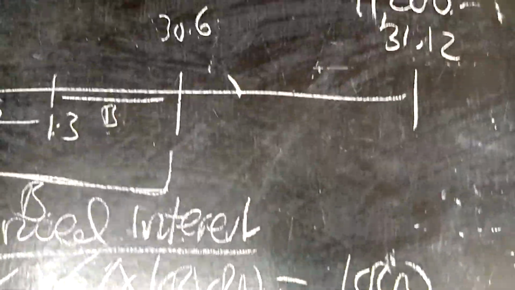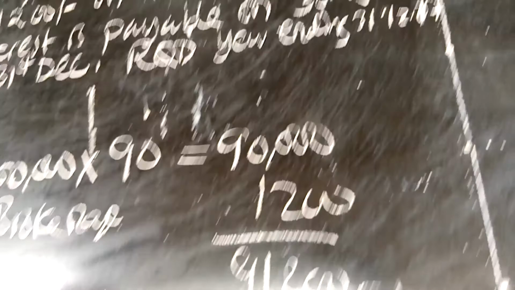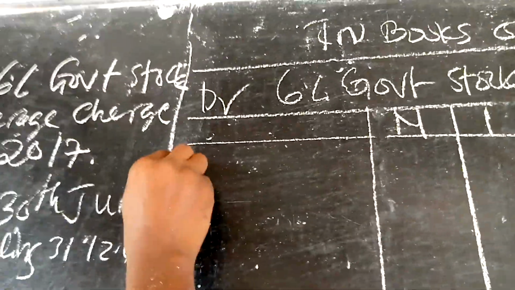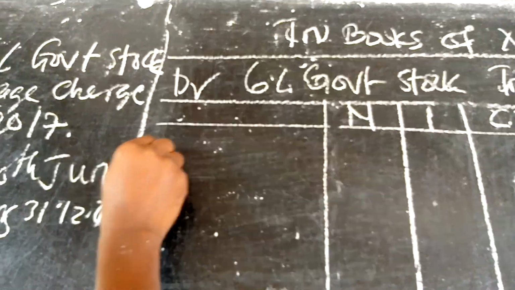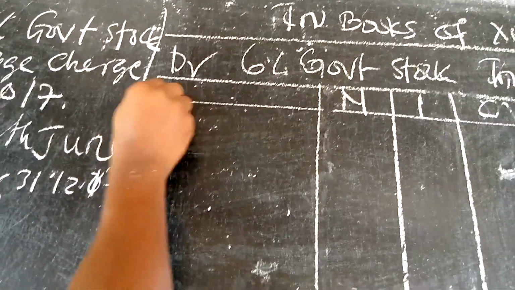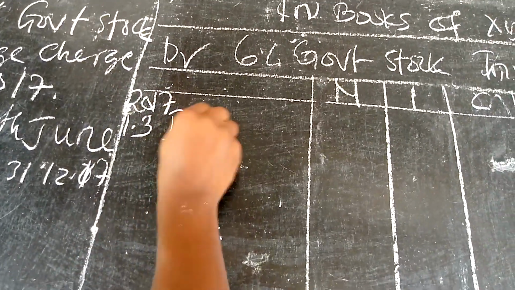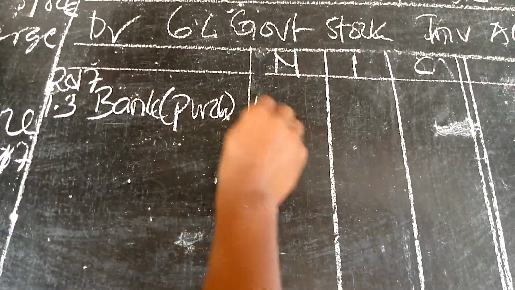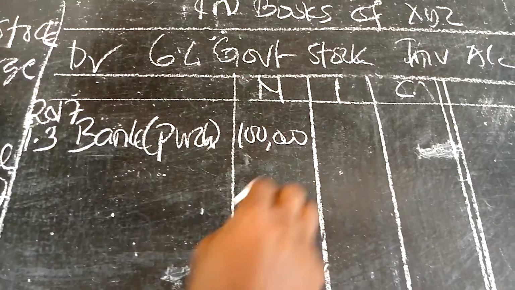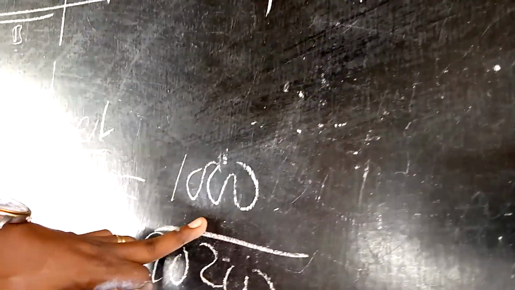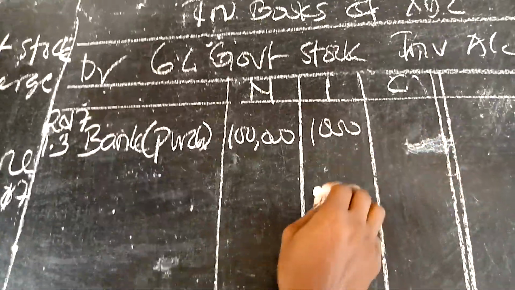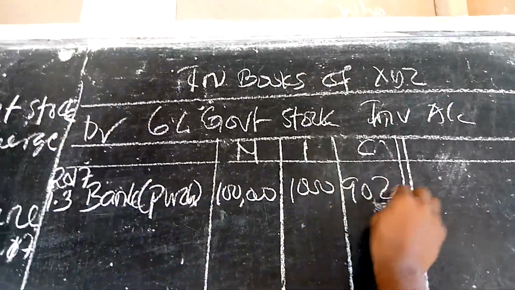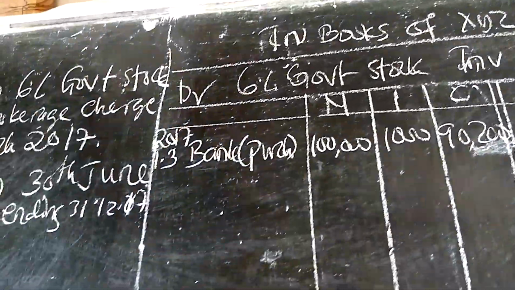Now how can we record it? When recording, we have to make sure that we record as follows. We write the date, 1st March 2017. Here we are paying money, so we write bank, but in brackets you can write purchases. We are purchasing the nominal value of shilling 100,000, and the interest that we are paying is 1,000, so we put 1,000 here. Then the net cost remains 90,200. So this is how we record when we are purchasing.